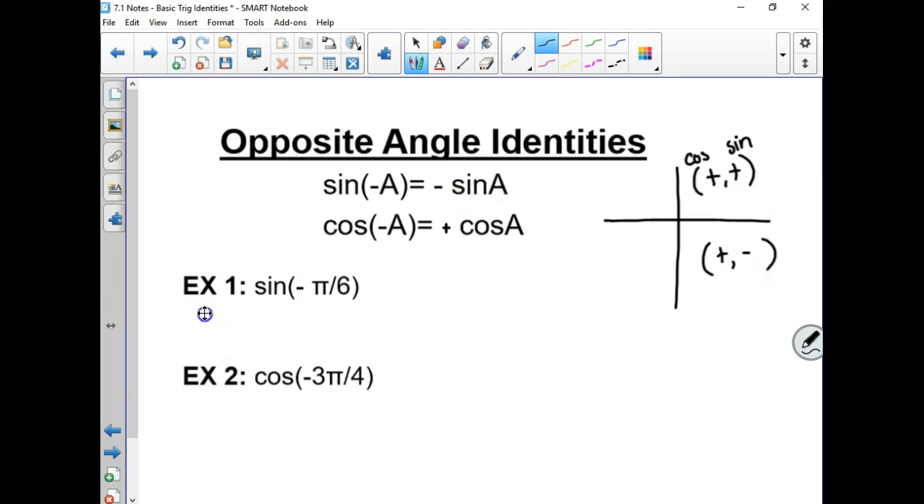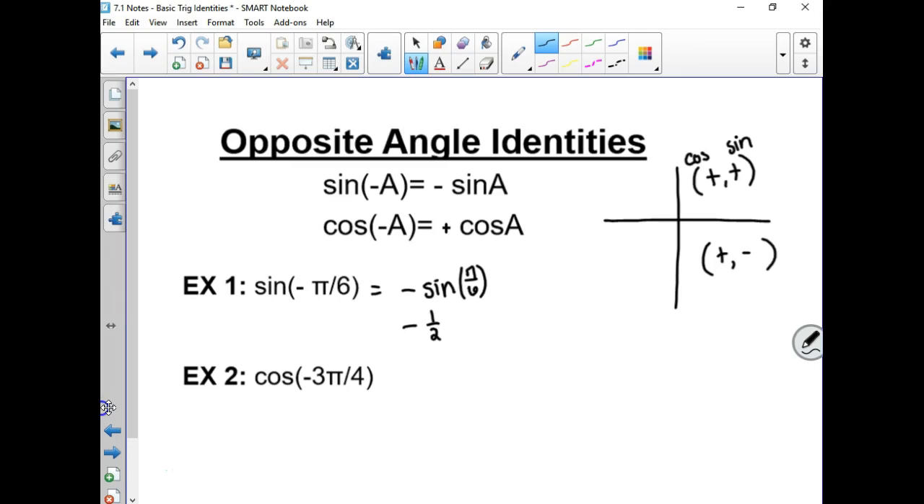So whenever we see something like example 1, sine of negative pi over 6, we know that that is the same as negative sine of pi over 6. And sine of pi over 6 is going to be 1/2, so we get negative 1/2 as our answer.